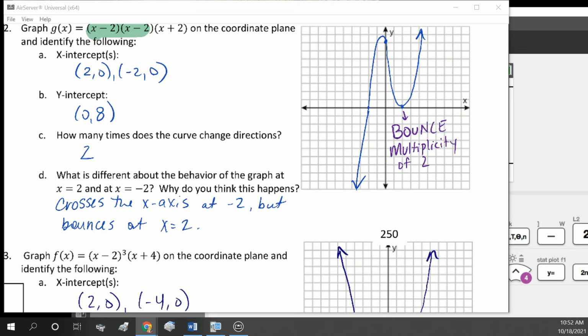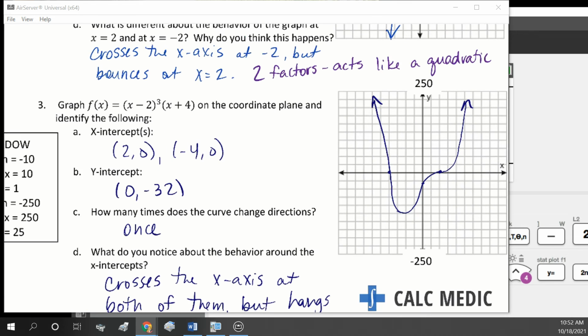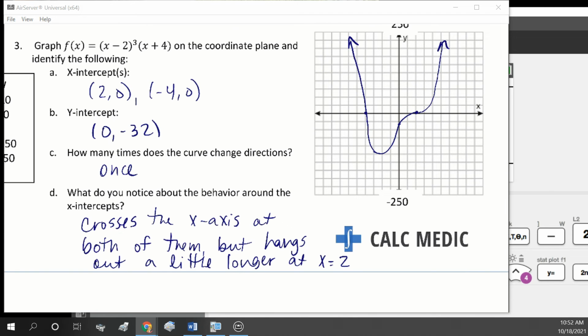And then why do you think that happens? We could say there's two factors, and it acts kind of like a quadratic. Right, and then on the last one, we have three factors. So x minus 2 is repeated 3 times, and so it acts differently. It does go straight through, but I wrote that it hangs out a little longer at x equals 2, or we could say it bends.